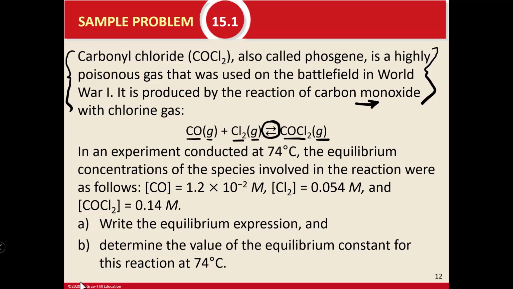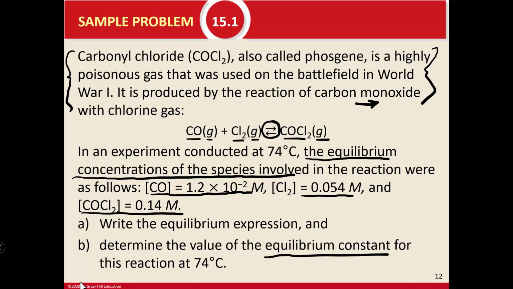All right, so it says in an experiment conducted at 74 degrees Celsius, the equilibrium concentrations of the species involved in the reaction were, all right? So here's what I want you to focus on. It says the equilibrium concentrations of the species involved. So they're telling you these are equilibrium concentrations. These are not initial concentrations. So you have to make sure you pick that out of the problem, because if these were initial concentrations, then we'd be solving for QC, but they say they're equilibrium concentration. So what we're going to be solving for is the actual equilibrium constant here.